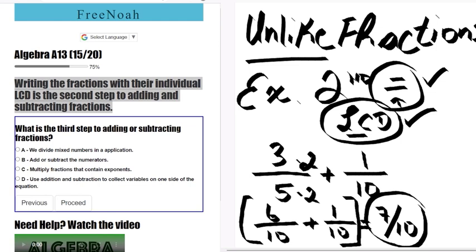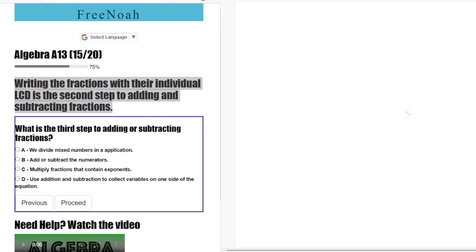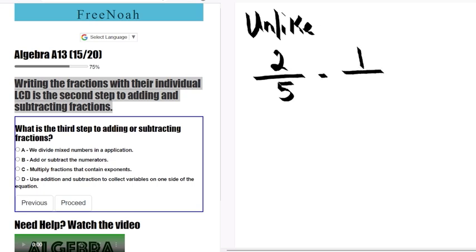This is known as the second step, when we maintain the same fraction and we write it with their least common denominator. So let's move on to our second example here. We have 2 over 5 minus 1 over 20. So now once again, to give you an example of the second step, we're going to write the least common denominator. In this case, it's 20.